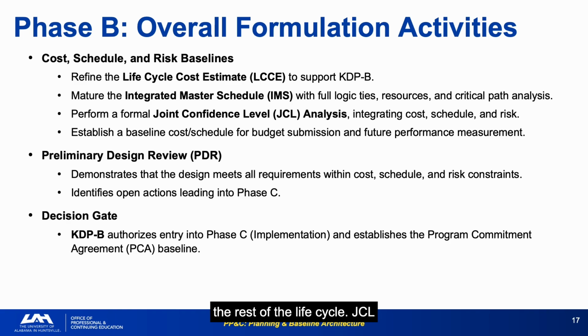JCL at PDR must demonstrate at least 70% confidence. If it doesn't, you have 3 options: reduce scope, apply more reserve, or accept lower confidence, and all 3 require agency-level decisions. The Program Commitment Agreement, PCA, established at KDPB, is the document that governs the implementation phase. It is based on the products produced in Phase B, which means those products must be done right.